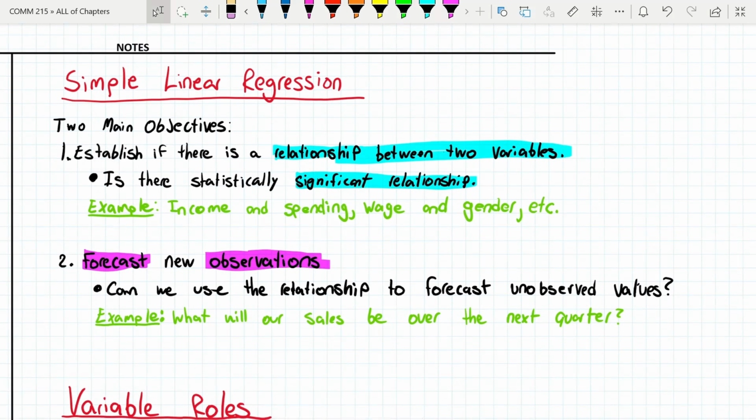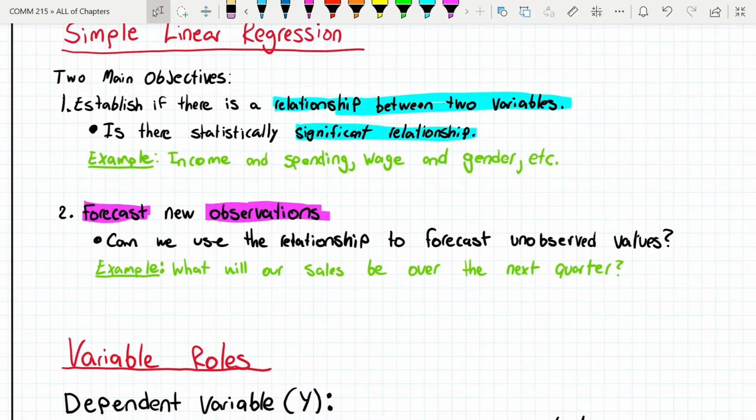Can we use the relationship to forecast new observations on observed values? So the example that I have is, what will our sales be over the next quarter? So that's just an example of forecasting sales.